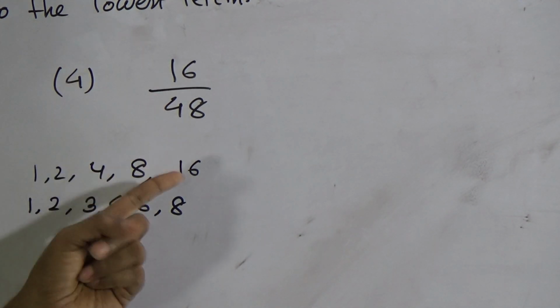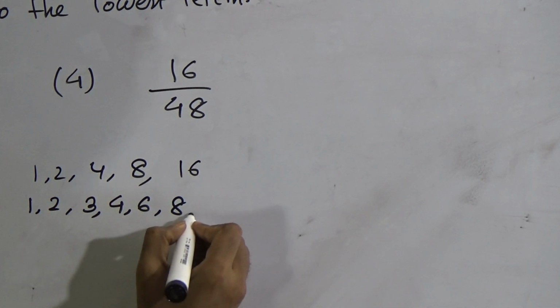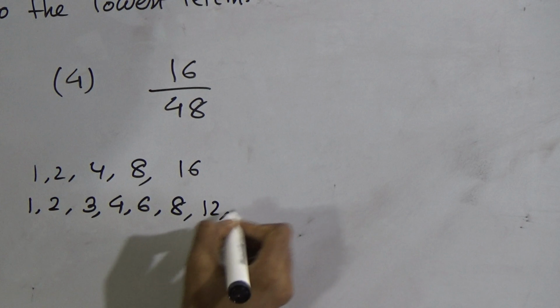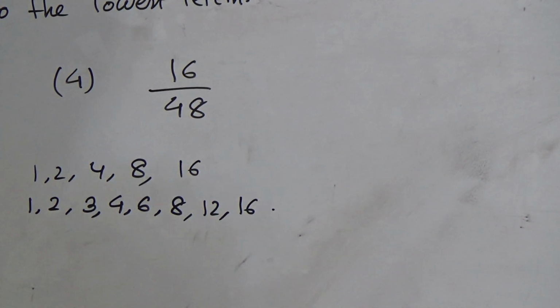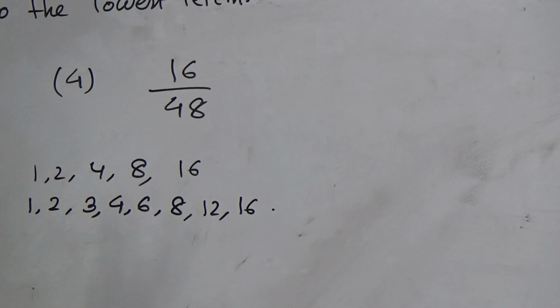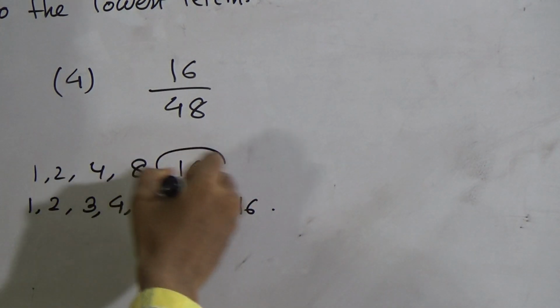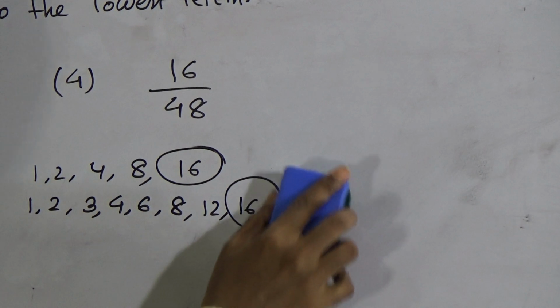So we can divide both numerator and denominator by 8. If you want to proceed, that's no problem. Again we proceed: 6, 8, then 12, then 16. Now see which one is the common factor between 16 and 48. Obviously 16 and 16. So divide both numerator and denominator by 16.